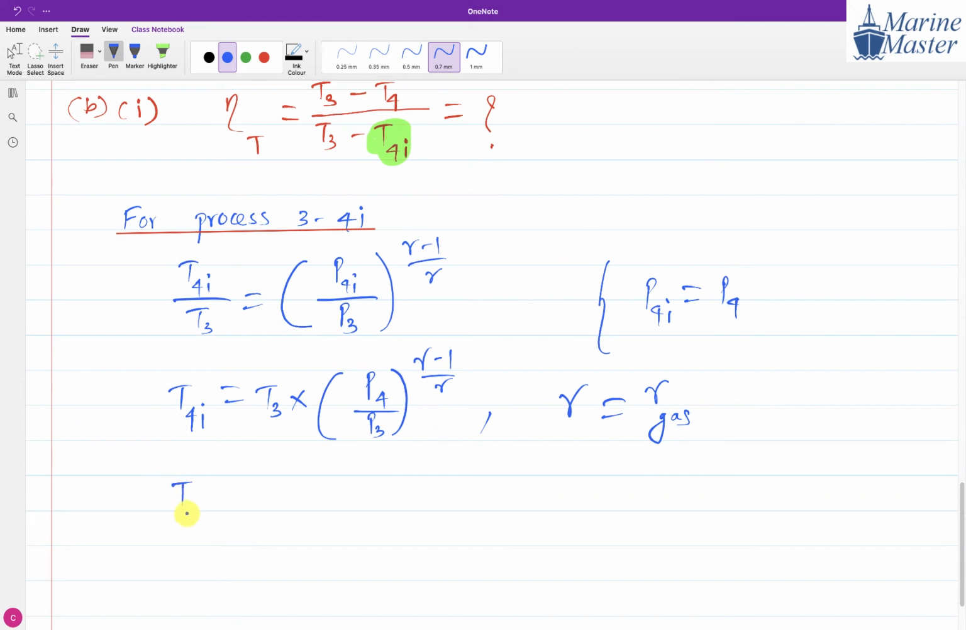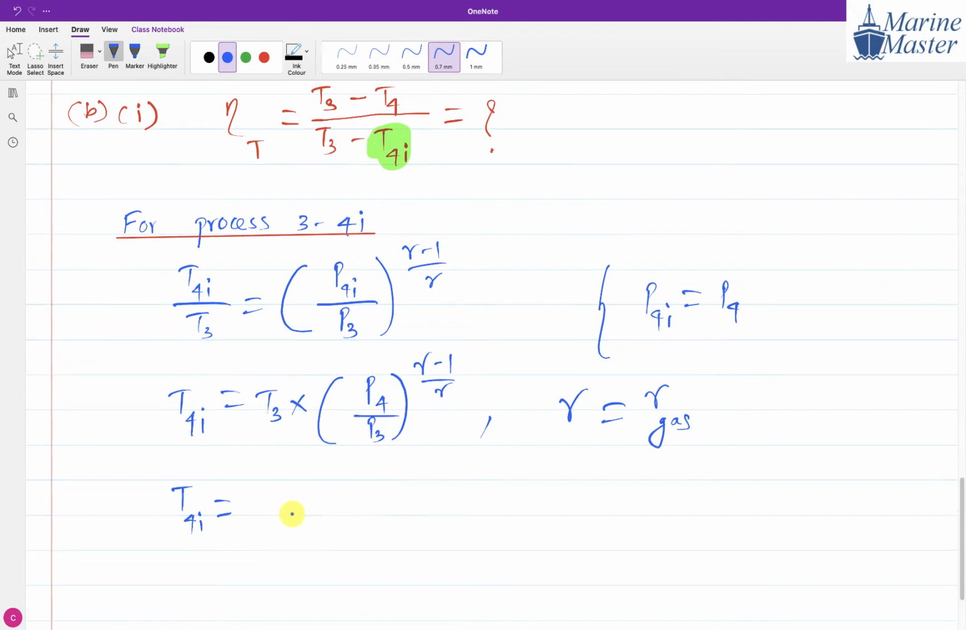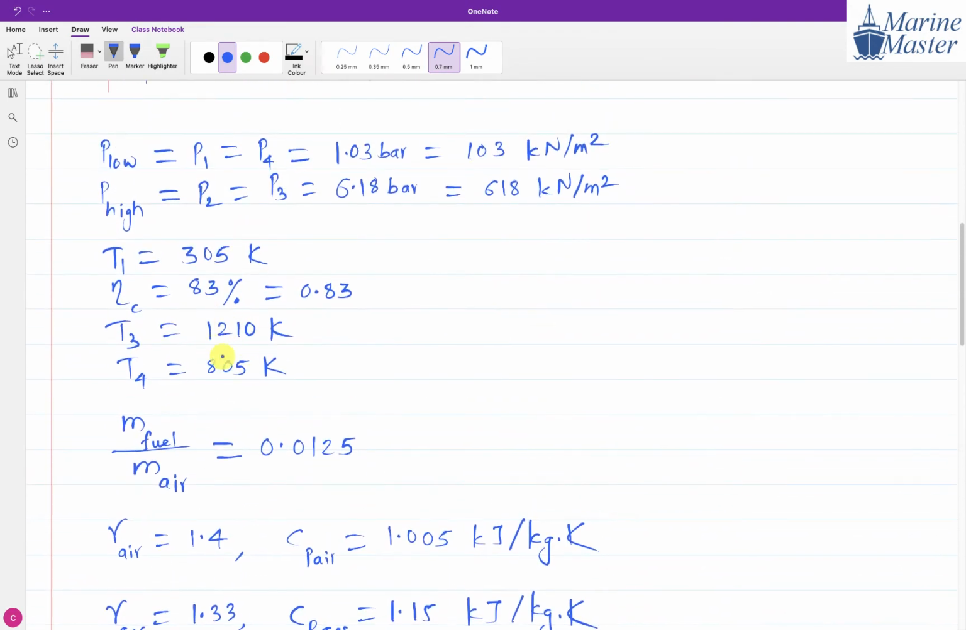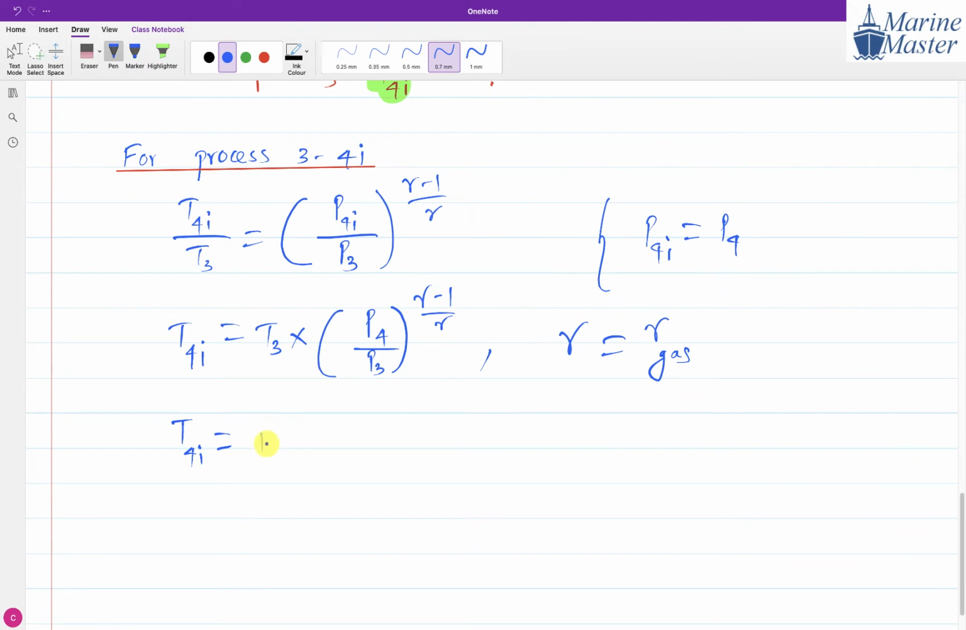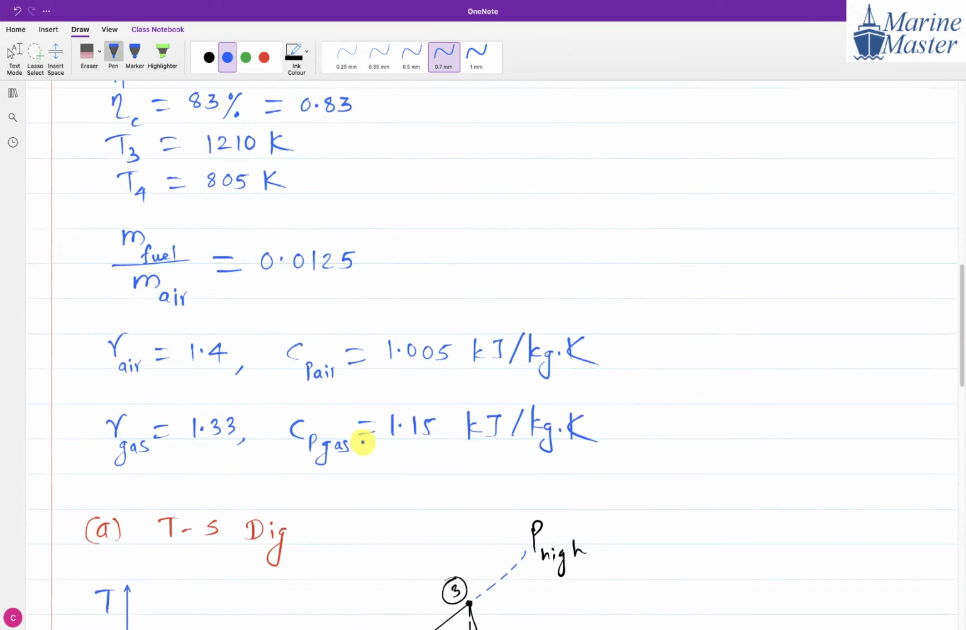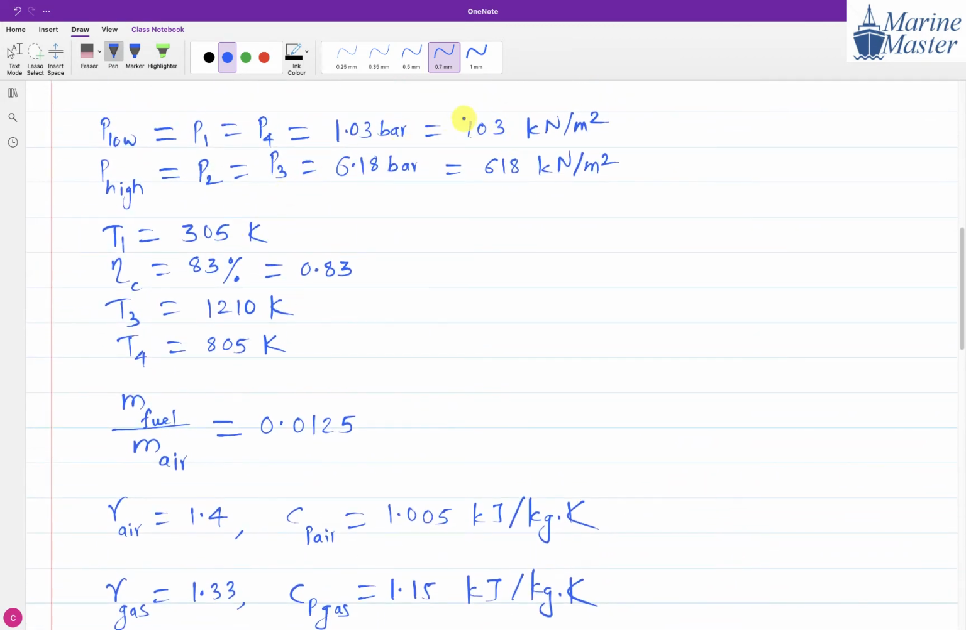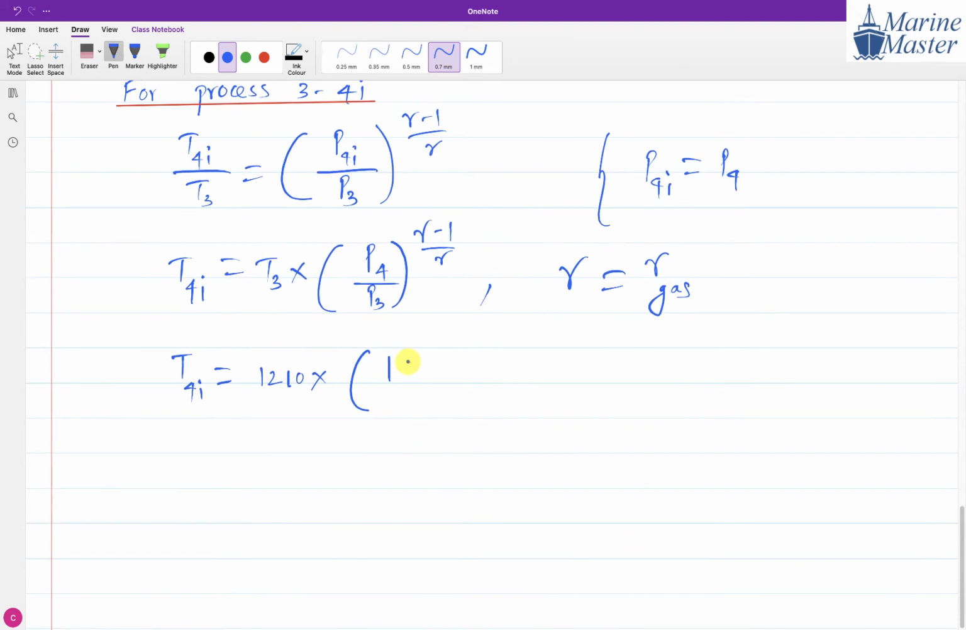Now we are going to find T4i. What is the value of T3 given in the question? 1210. P4 is 1.03 bar, which means 103. P3 is 618 kilonewton per meter square. In the given data, gamma minus 1 for the gas is 0.33, so gamma is 1.33. If we do the calculation, we will get the value of T4i.